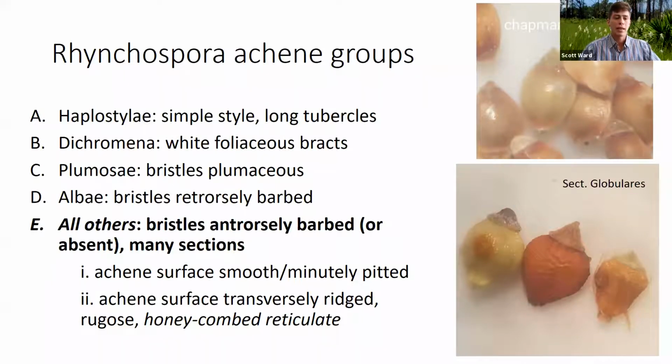But I think of it this way, as either bristles being antrorsely barbed or bristles just being absent altogether, as kind of being this almost catch-all group at the end. Once you get into bristles that are antrorsely barbed or not present at all, then you have to get into characters related to the achene surface, whether the achenes are smooth, like in Chapmanii, or if they're kind of honeycomb reticulate or ridged, which I'll show a better example of in the next slide, like in section globularis.